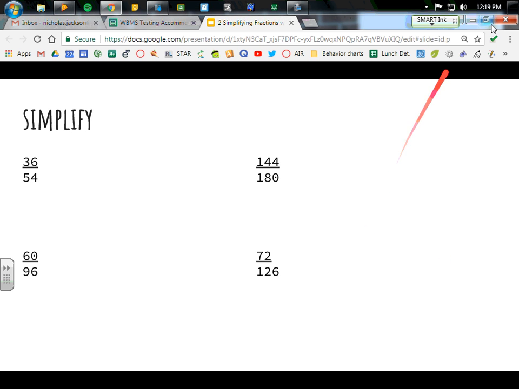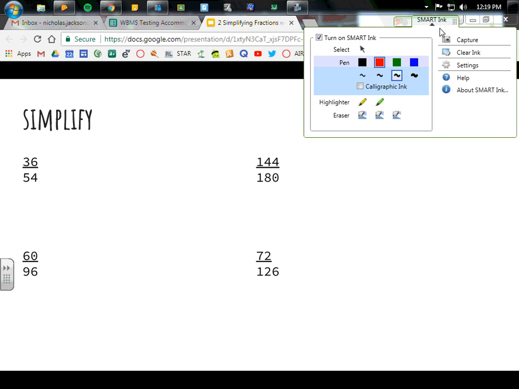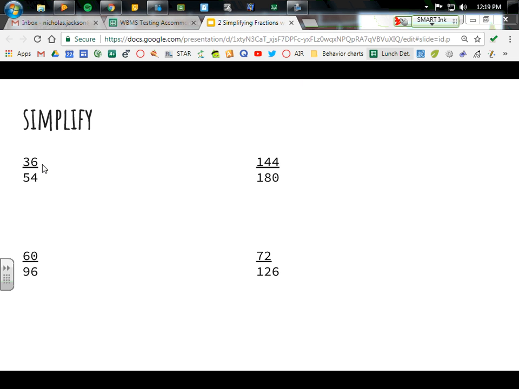Let's take a look at a few fractions in action here. It might make more sense if we actually work a few out. All right, so let's simplify 36 over 54. So we're going to start with 36, and we're going to find the prime factorization of 36. 36 can simplify into 6 and 6. 6 can simplify into 2 and 3. So both of these 6's simplify to 2 and 3. So the prime factorization of 36 is 2 times 2 times 3 times 3.